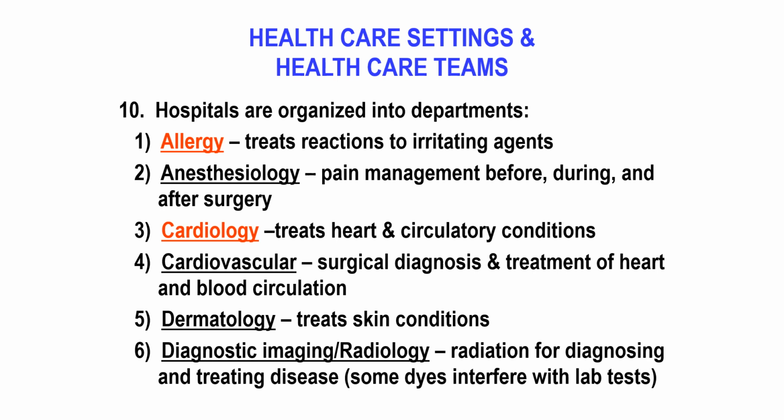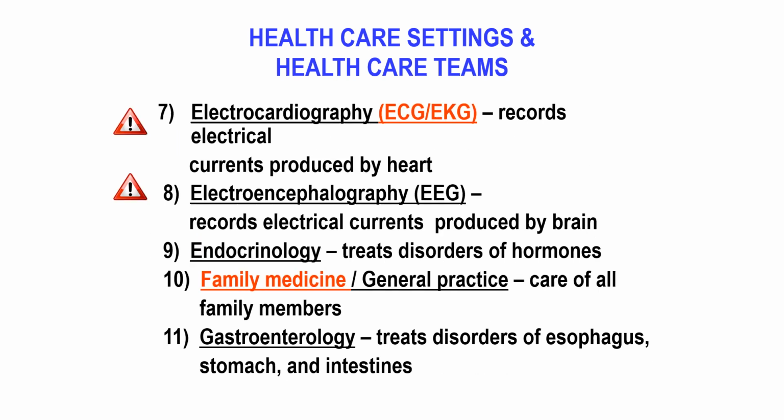You have cardiovascular. These are surgical diagnosis and treatments of blood and heart circulation. There's dermatology. They treat skin conditions. And then you have diagnostic and imaging or radiology. This is radiation for diagnostics and treatment of disease. Now, the reason we want to pay a little bit of attention to that is there are some dyes that can be injected into patients when they're getting this diagnostic imaging that can actually interfere with getting the most accurate and reliable lab results. So we need to be aware of that.